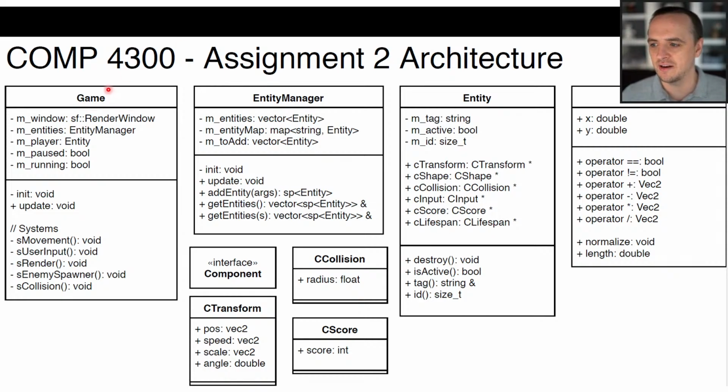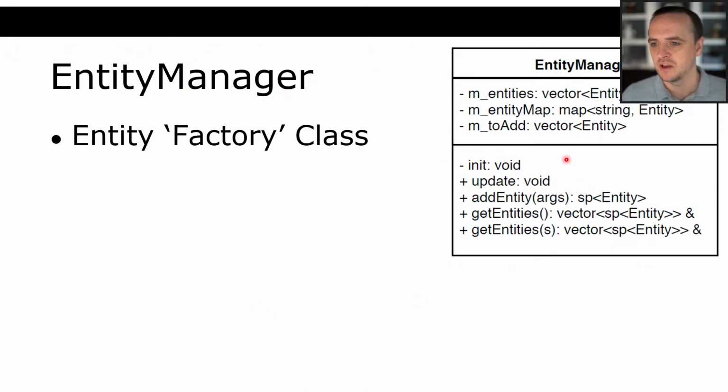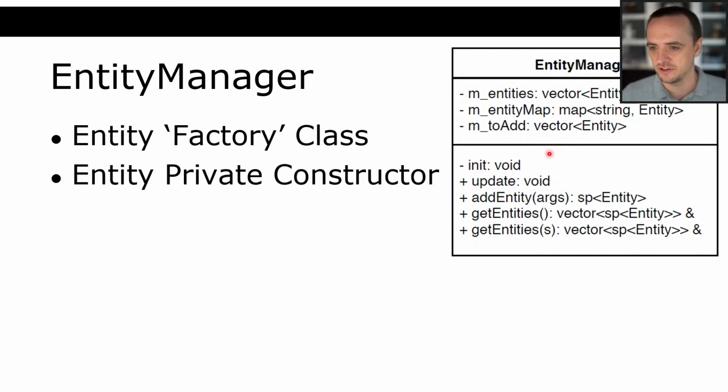So here is what the architecture was for assignment 2. We essentially had a game class, and the game class basically did almost everything in terms of the game systems. The game class had an entity manager, which stored entities, and the entities stored components. Okay, so let's have a look at that. We had the entity manager class. That is a factory that constructs and manages all our entities for us.